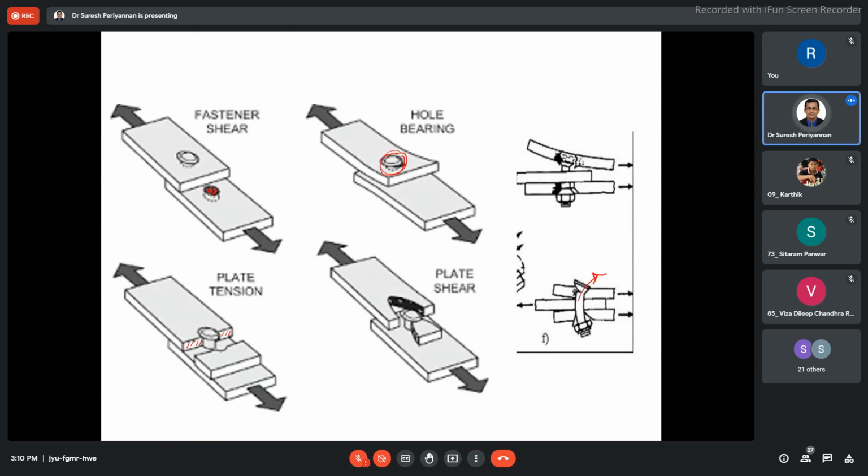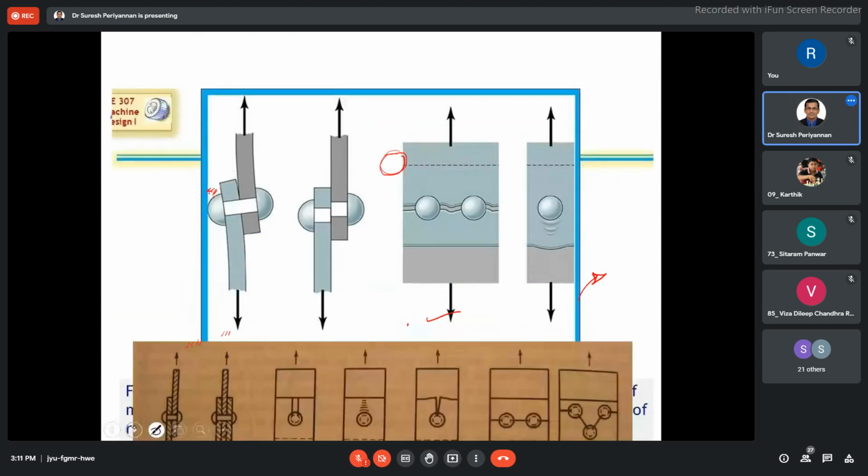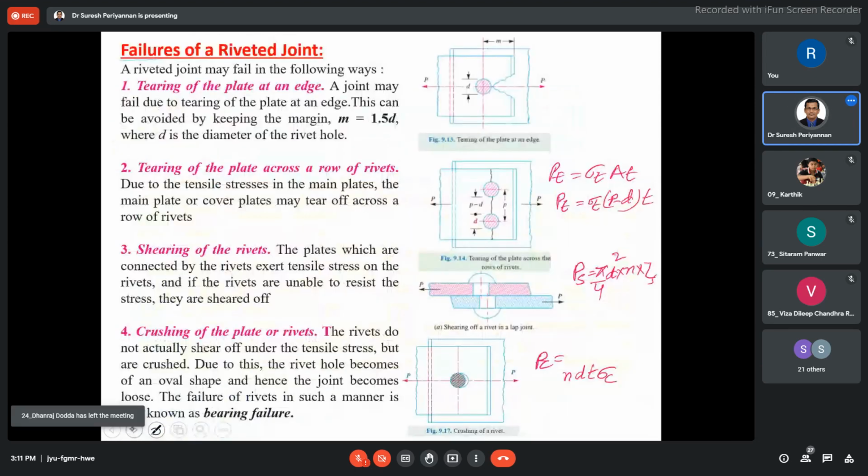Now this is plate shear. In this case the plate fails, not the rivet. The plate fails due to plate shear. Tearing means this is one plate and this is another plate, like the front view, where the plate tears towards the edge. These are the things we discussed yesterday.